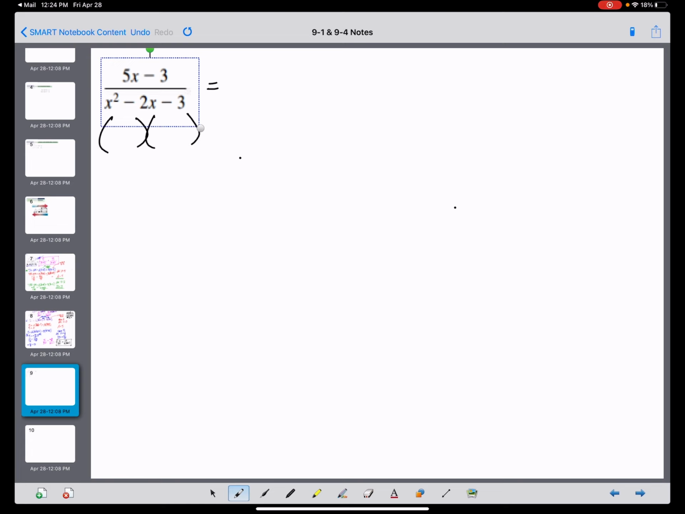Two sets of parentheses. I know I got x and x, two numbers that multiply together to give you -3, but when you add them together, you get -2. That's going to be a -3 and a +1. So I know this fraction breaks up into being A over x minus 3 plus B over x plus 1.